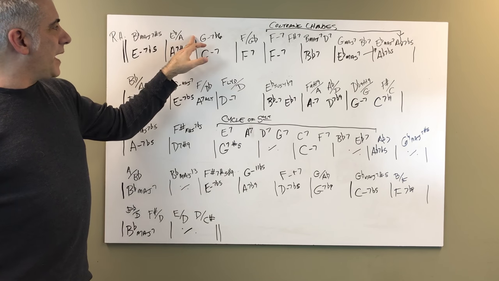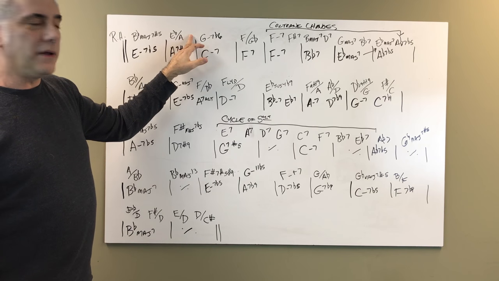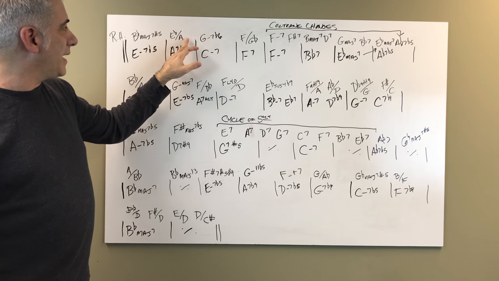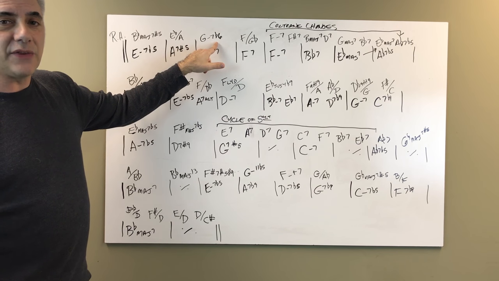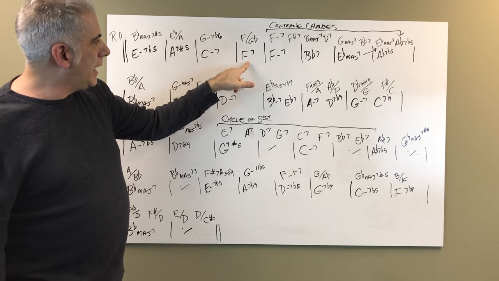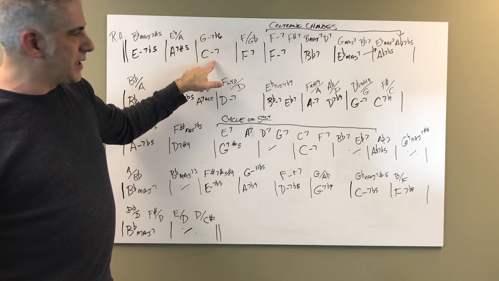On A7 sharp 5, I'm doing an E flat major over A, which gives me a dominant 7 flat 5 flat 9 sound. On C minor 7, I'm substituting a G minor 7 flat 6, which has a lot of similarities to C minor 7.